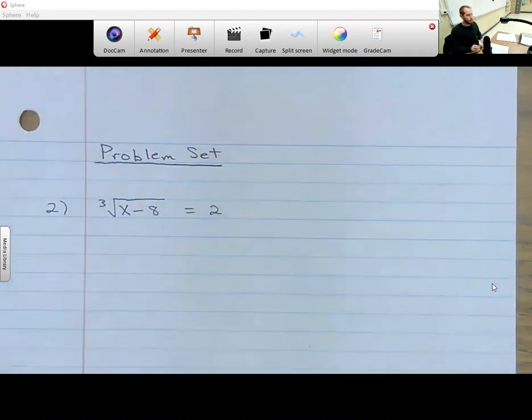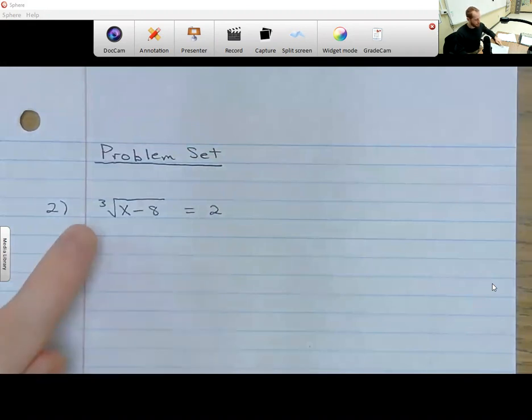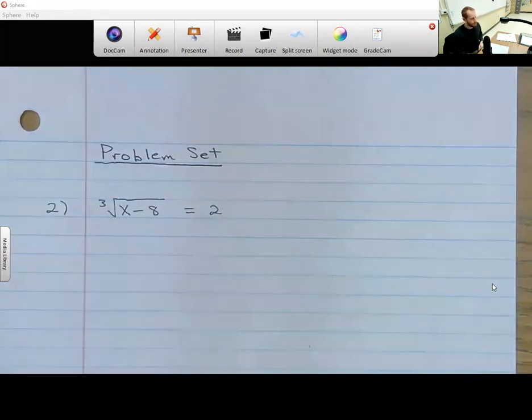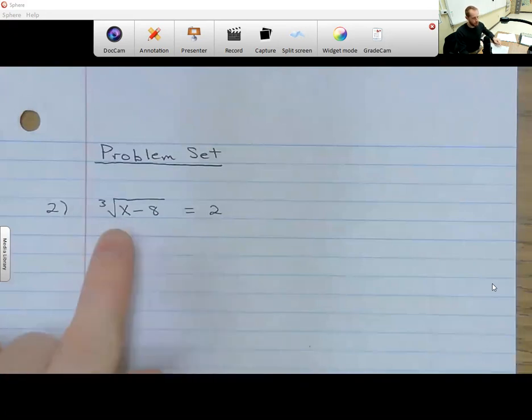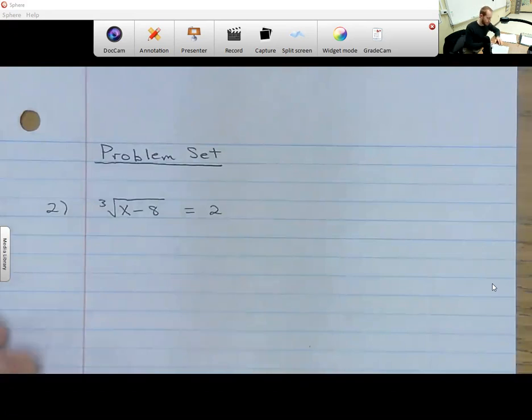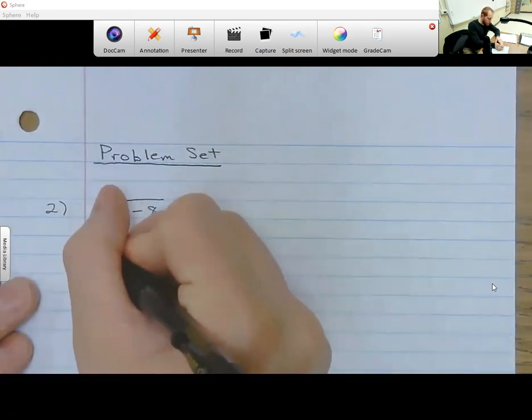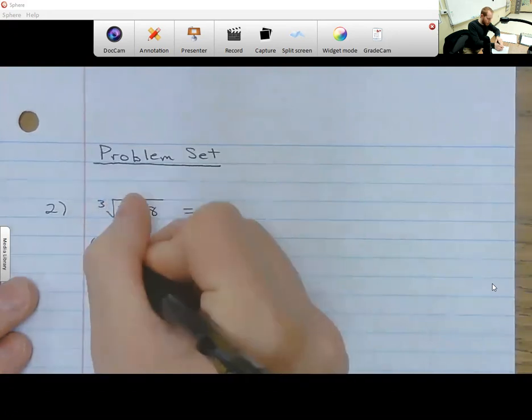Okay. So I know I'm dealing with the cube root because my index is 3 on the outside. So what I'm going to be doing is I want to get rid of the radical first because there's nothing really around the radical that I need to worry about. So getting rid of the radical, that'll get the x minus 8 on the outside. Okay? So the first thing I'm going to do is eliminate the radical by cubing both sides.